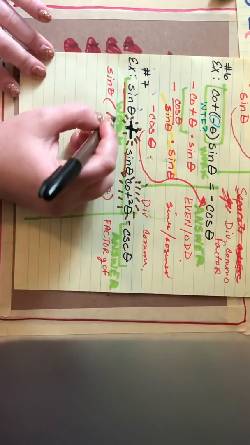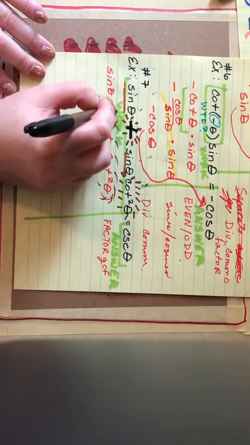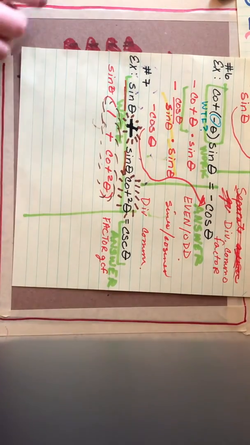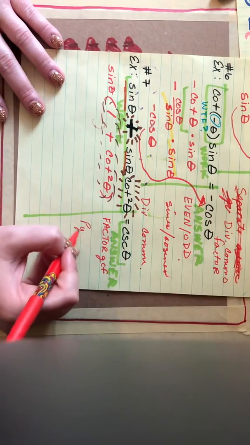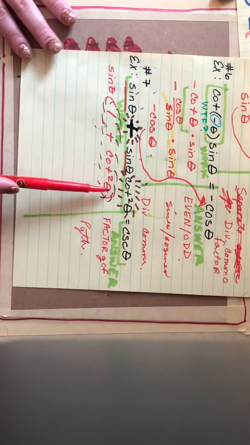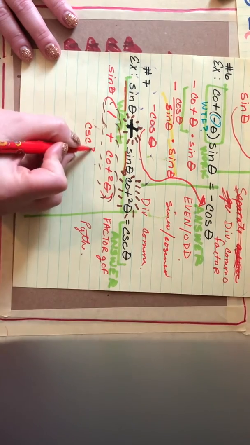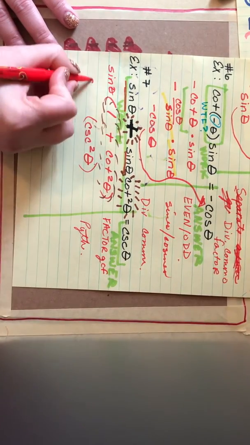Okay, and then alert, alert. Anytime you see a squared, a 1, and a plus or minus sign, it's probably a Pythagorean. And it is here. 1 plus cotangent squared is equal to cosecant squared. So I'm going to replace this big nasty with cosecant squared theta. We're simplifying, making it smaller. It's just kind of awkward.